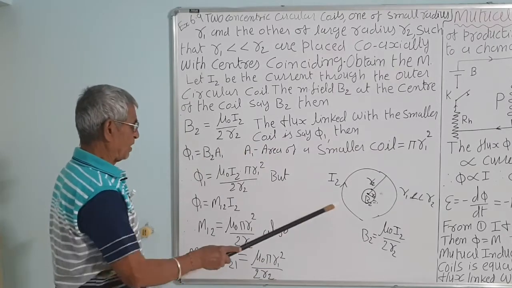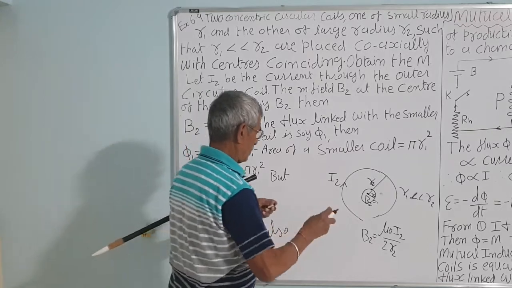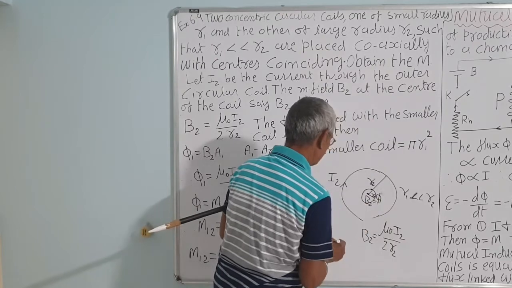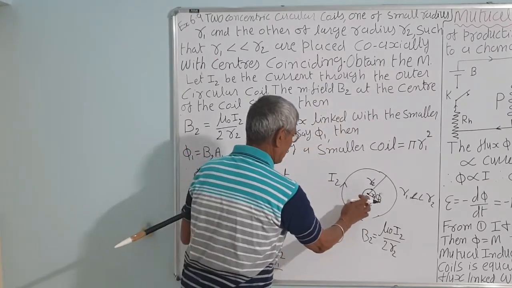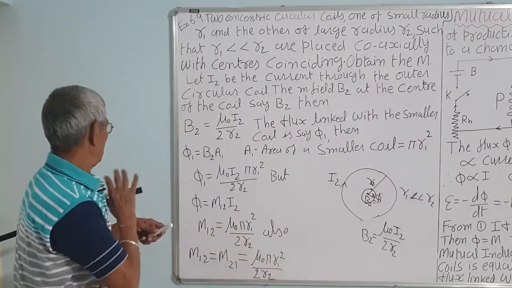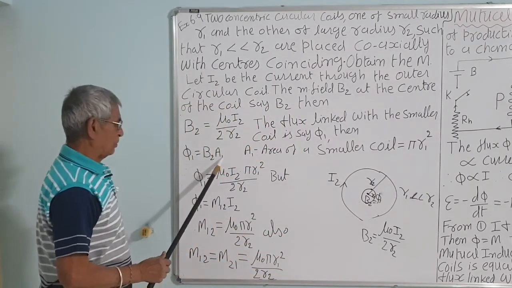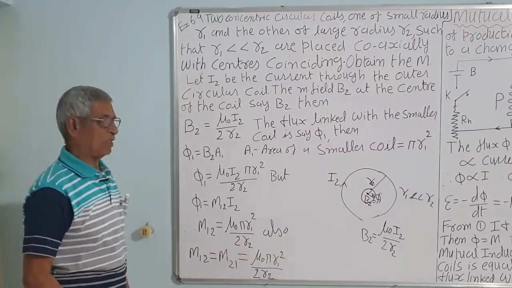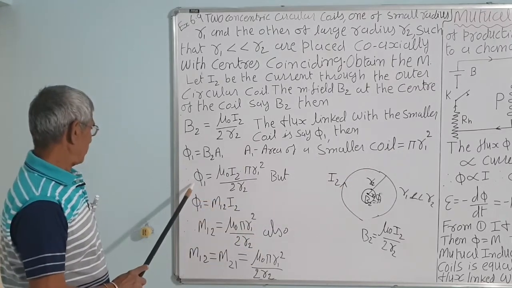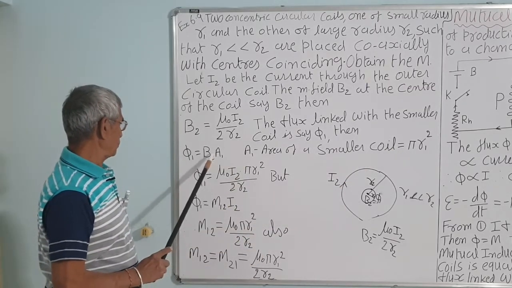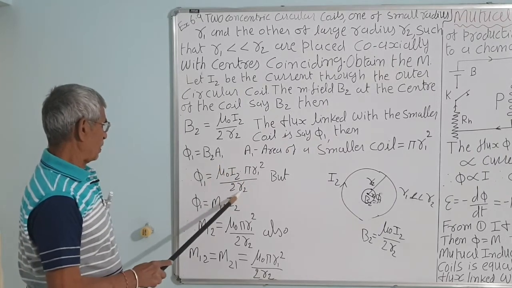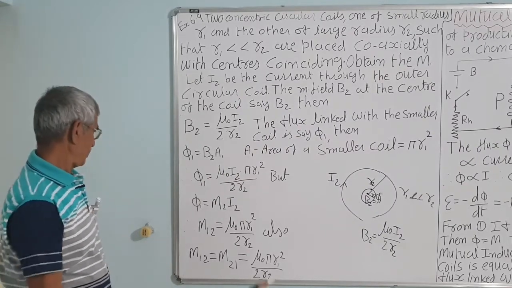So the flux linked with the smaller coil, phi 1, due to the magnetic field, is almost equal to B2 into the area of the smaller coil. Area A1 is equal to pi R1 square. Therefore, flux phi 1 is equal to mu 0 I2 upon 2 R2 into pi R1 square.